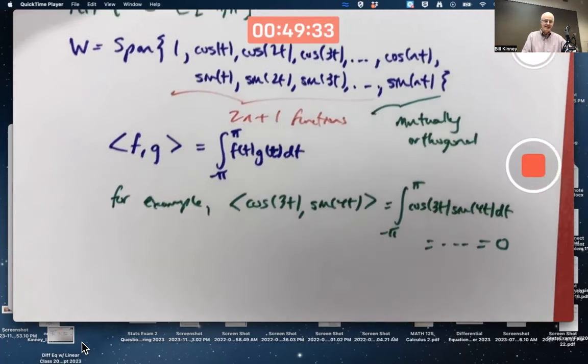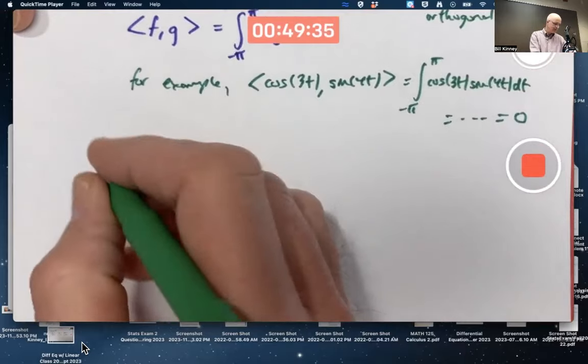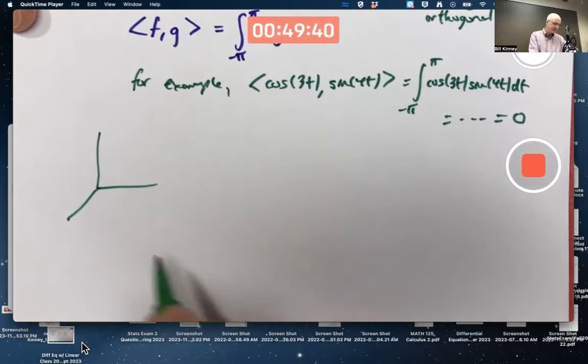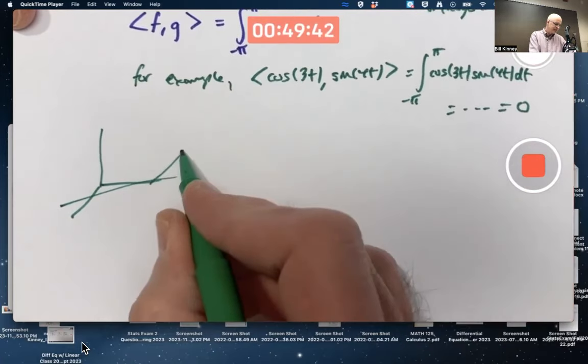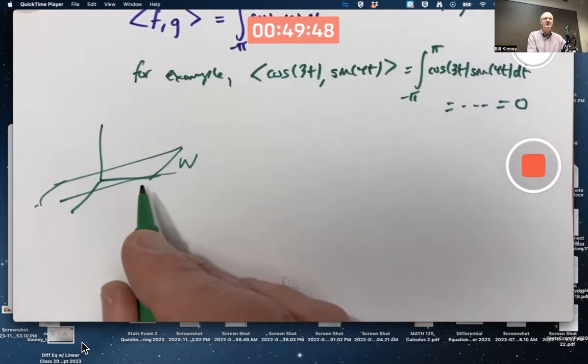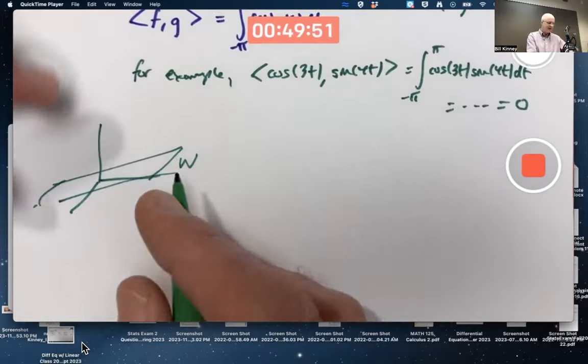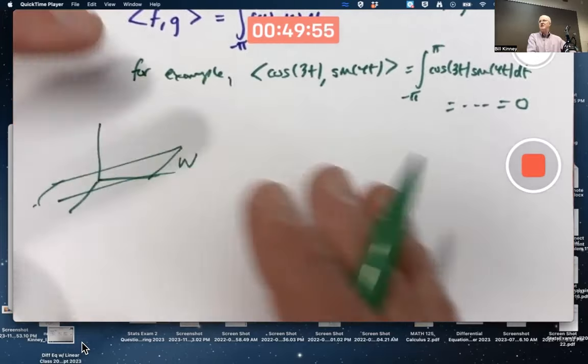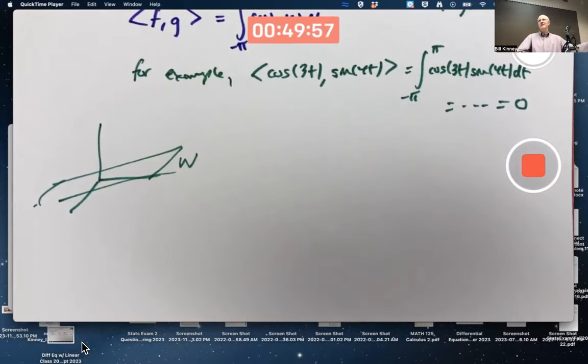Can I visualize this? Well, by analogy, and maybe just to up the dimension, maybe I should imagine a 3-dimensional picture. Imagine this plane to be W. Now, W is not a plane, but use your imagination. Pretend that's a 2n plus 1 dimensional subspace of, well, I've drawn it to look like 3-dimensional space, but pretend 3-dimensional space is representing infinite dimensional space.